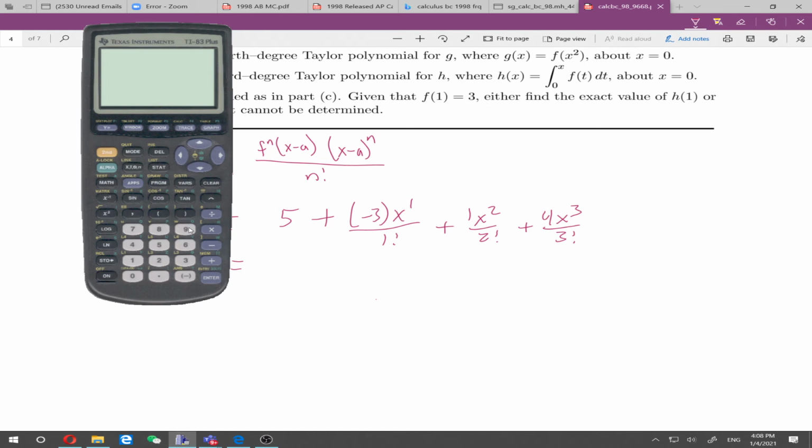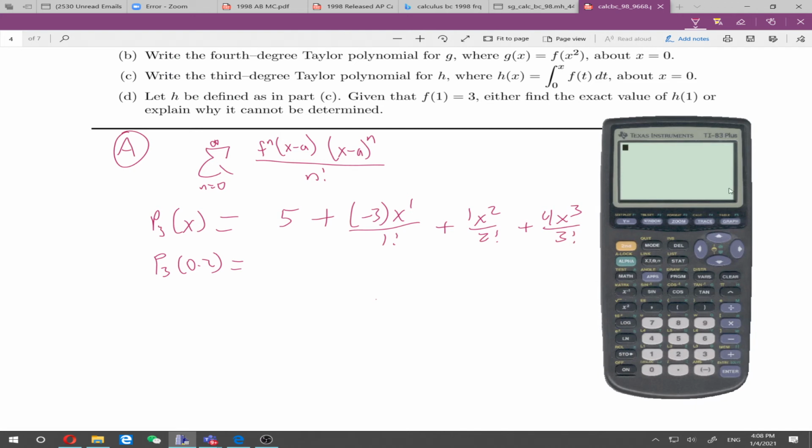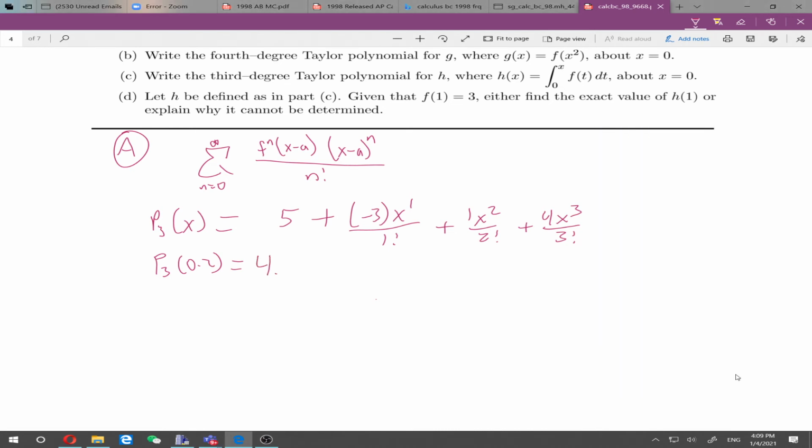Okay, so this is 5 minus 3 times 0.2 plus 0.2 squared over 2 plus 4 times 0.2 cubed over 6. So I got 4.425 as our approximation.